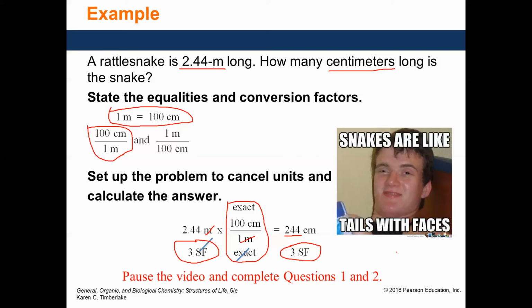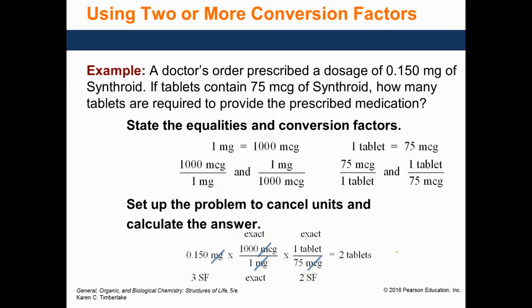Hello, and welcome back. One of the things you'll be asked to do is string together multiple conversion factors to solve a problem. And we have some examples shown right here. A doctor prescribes a dosage of 0.150 milligrams of Synthroid. And if a tablet contains 75 micrograms of Synthroid, how many tablets are required to provide the prescribed medication?